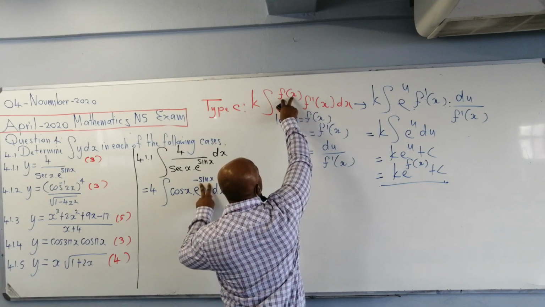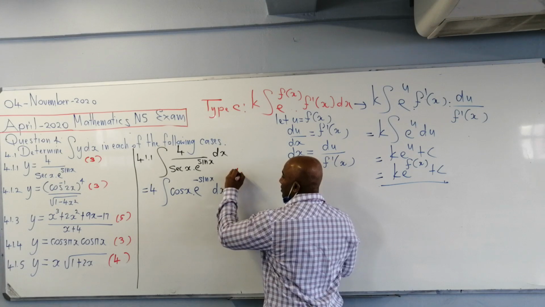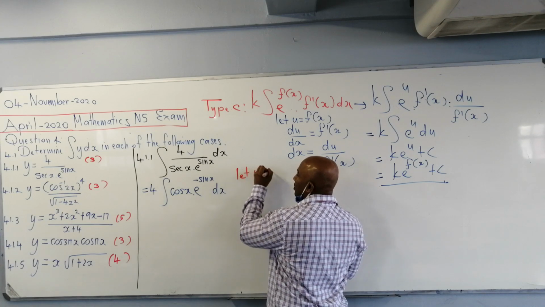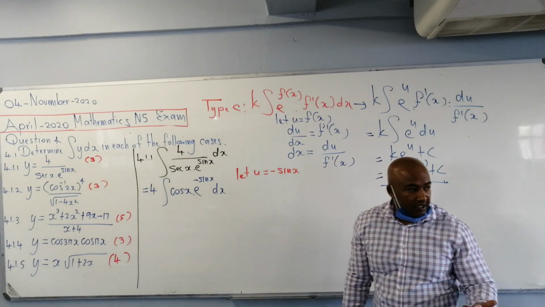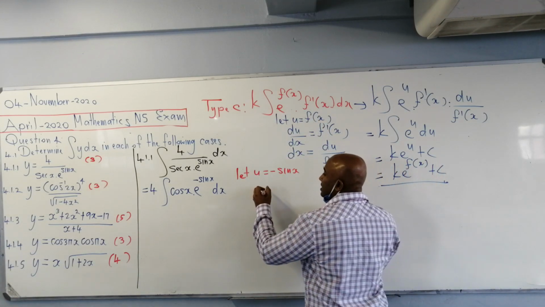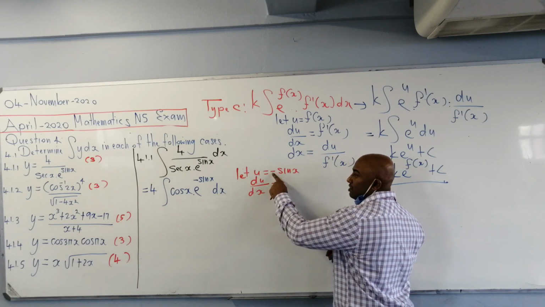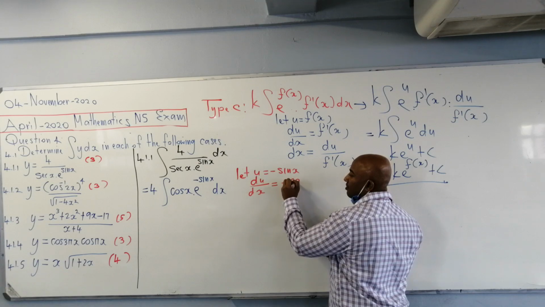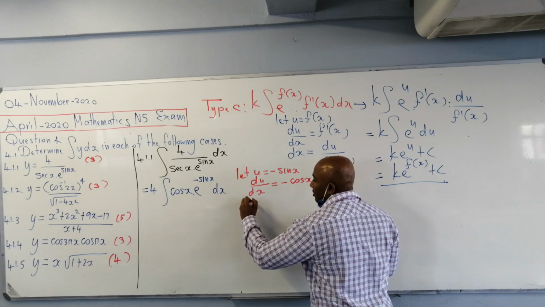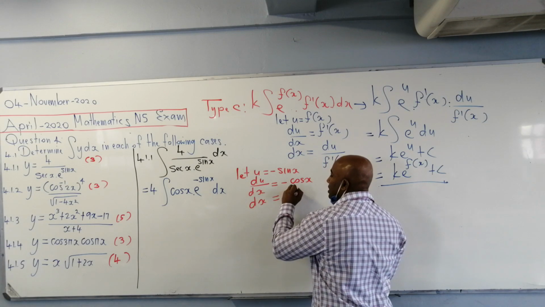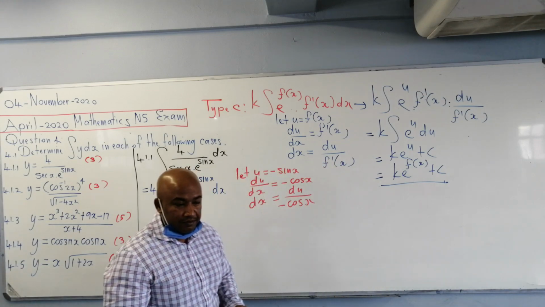So what do we know? f of x must be let equal to u. So you let u equal to minus sine x. The exponent is u. Now all you do is differentiate, du over dx. The derivative of negative sine is going to be negative cos. And now you make dx the subject of the formula, which is du divided by minus cos. You can see that?